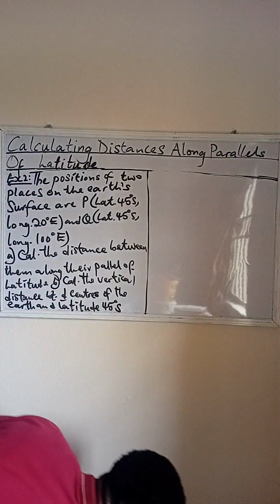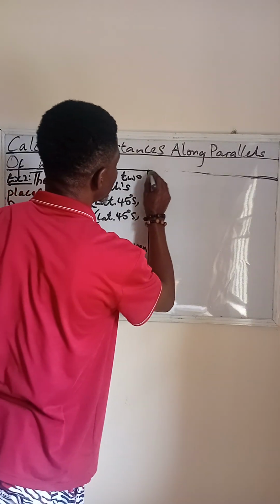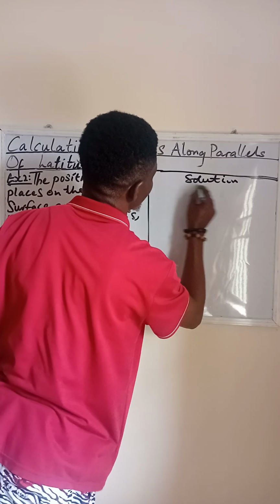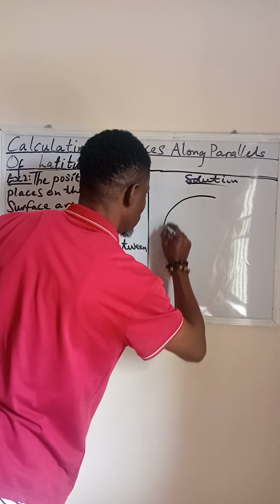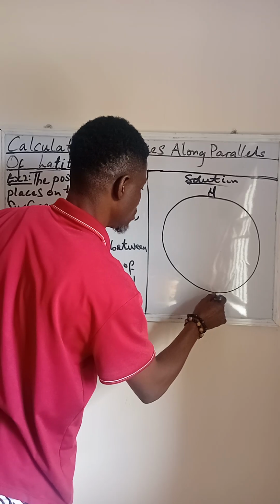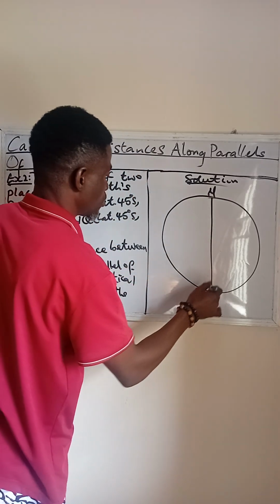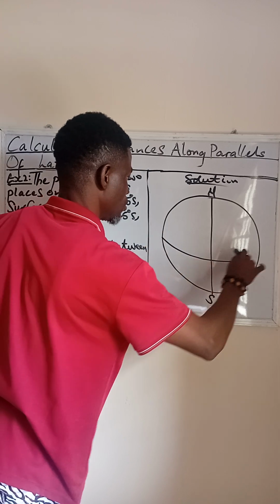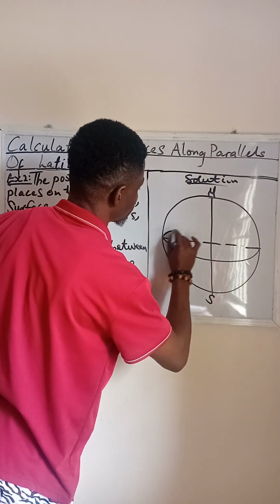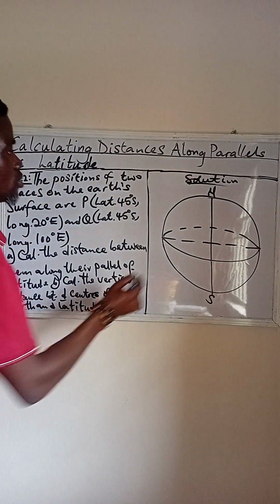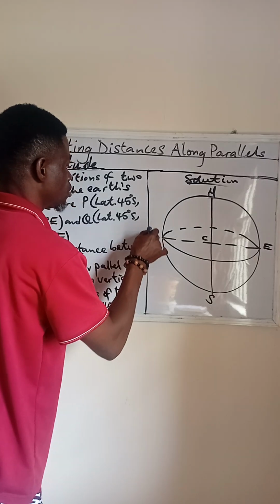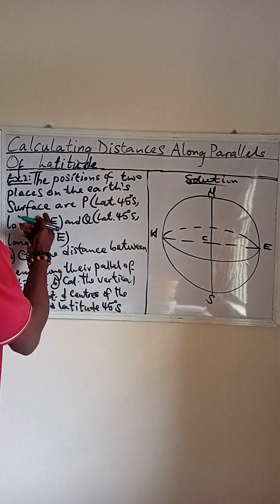So we have to draw. This is north, south. This is the polar axis. So draw your equator. Okay, so this is the center. This is your east, and this is your west.